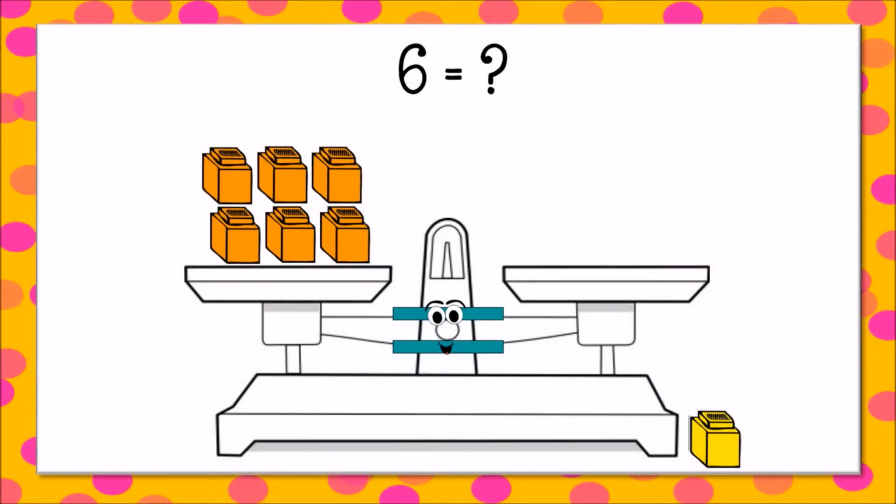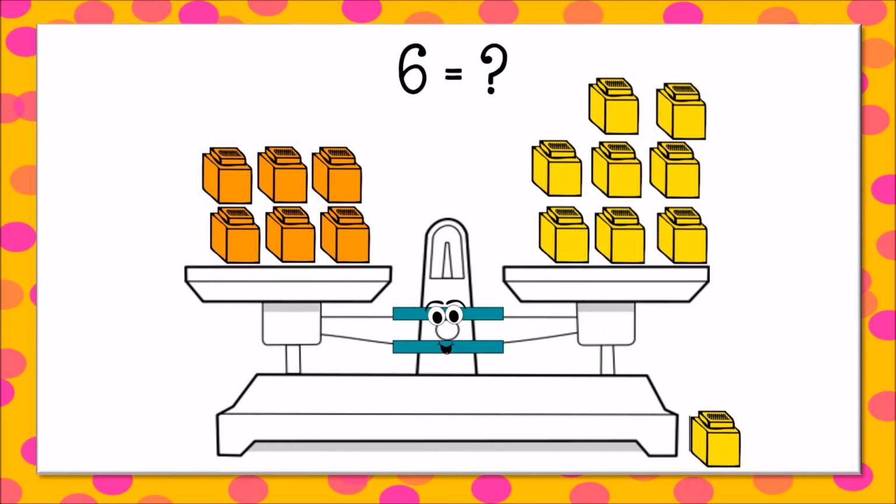Let's take a look at something different. What if instead of having 6 on the left side, we actually had 8? Is there a balance? Are the two sides equal? No, they are not. So now we need to do something to equal out this equation. So the equal sign can mean there's a balance or both sides have the same amount. What we could do is take away 2. So 6 is equal to 8 minus 2.